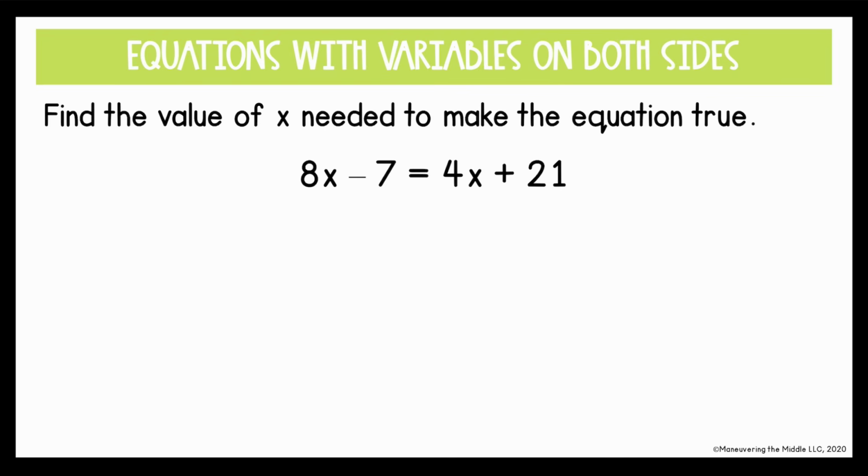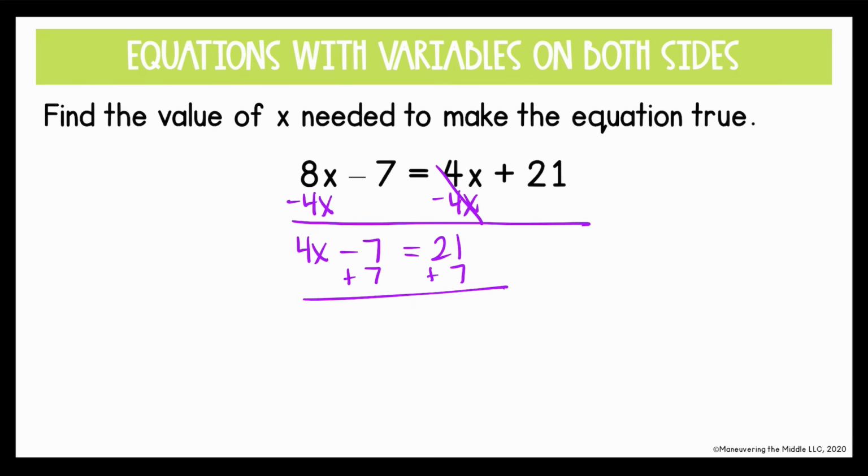I don't see any distributing, so now we're ready for step 2, where we collect the variables on the same side. I'm going to take mine to the left since 8x is larger than 4x. So step 1, I'm going to subtract 4x from both sides. That gives me 4x minus 7 equals 21. Now I want my constants on the right, so I'm going to undo subtraction of 7 by adding 7. This cancels and leaves me with 4x equals 28.